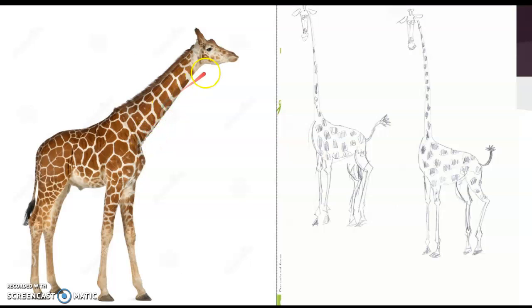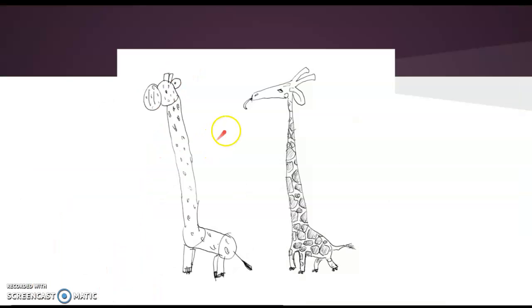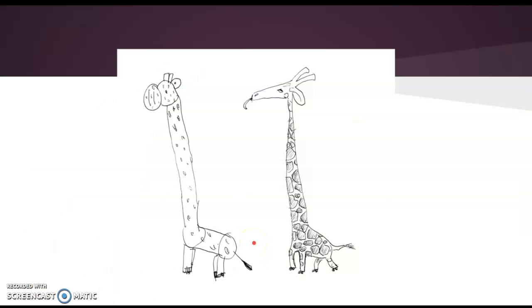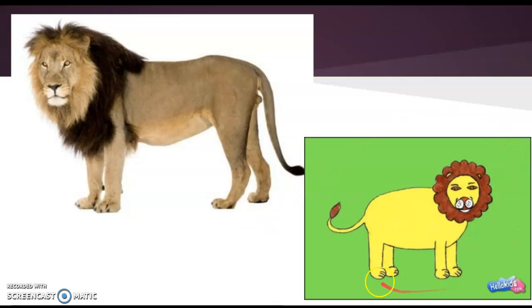But take a look at the length of the neck and notice how the length of the neck is about equal to the length of its legs. So if we look back at that drawing, the length of this neck, they gave really, really tiny legs, and that's why it looks so awkward. So hopefully you can see that proportion there, or take a look at this drawing as well.